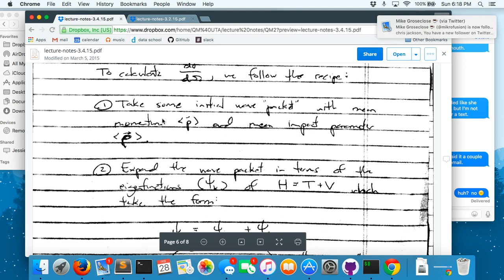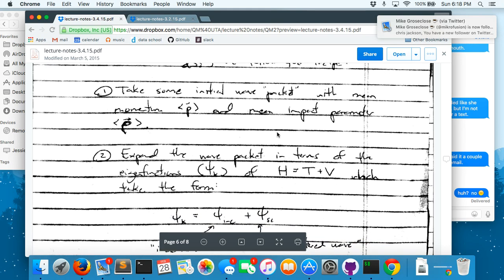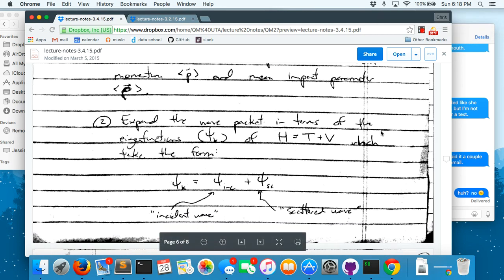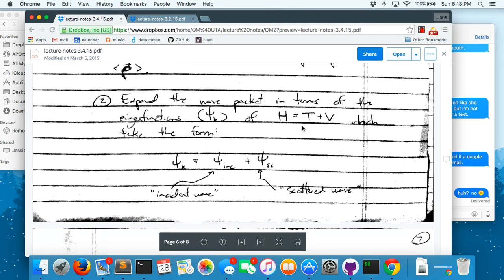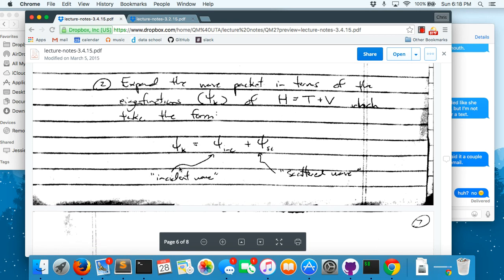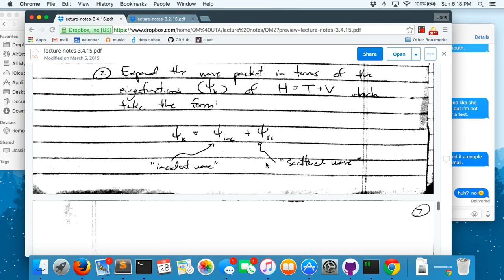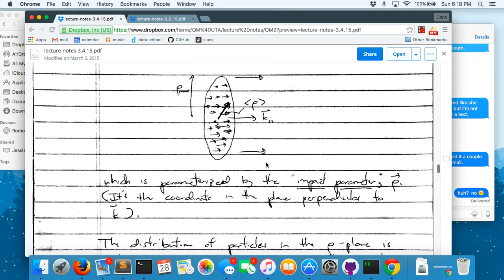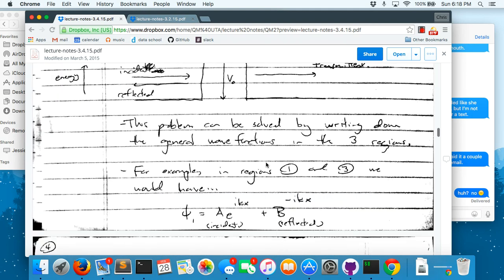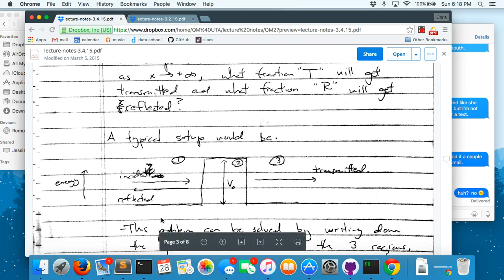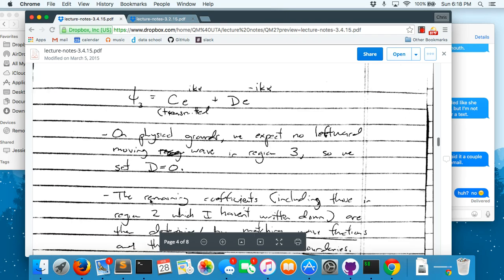So what we'll do is take some initial wave packet, and it'll have some mean momentum and some mean impact parameter. We'll expand this wave packet in terms of the eigenfunctions of our Hamiltonian, and this wave function is going to have two pieces. This is going to sound a lot like what we did in one-dimensional scattering. We'll have a piece coming from the incident particles, and a piece coming from the scattered wave. It's a lot like region 1, where the wave function is made up of the incident and the reflected pieces.